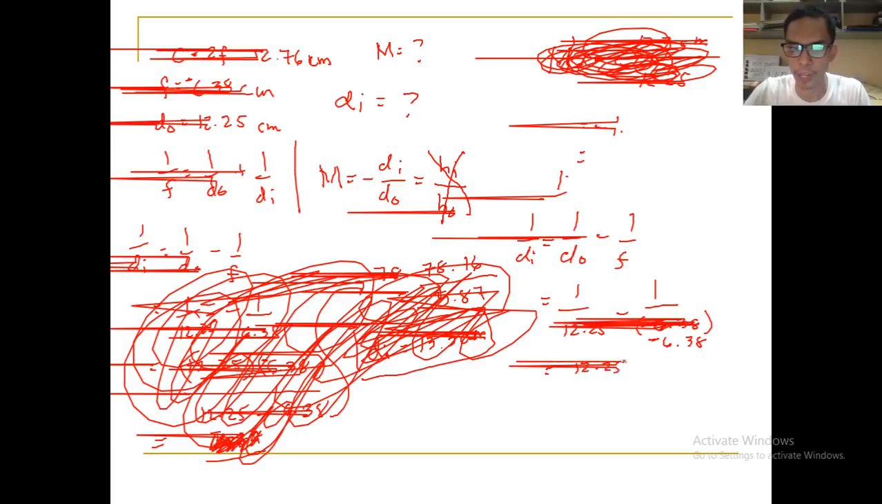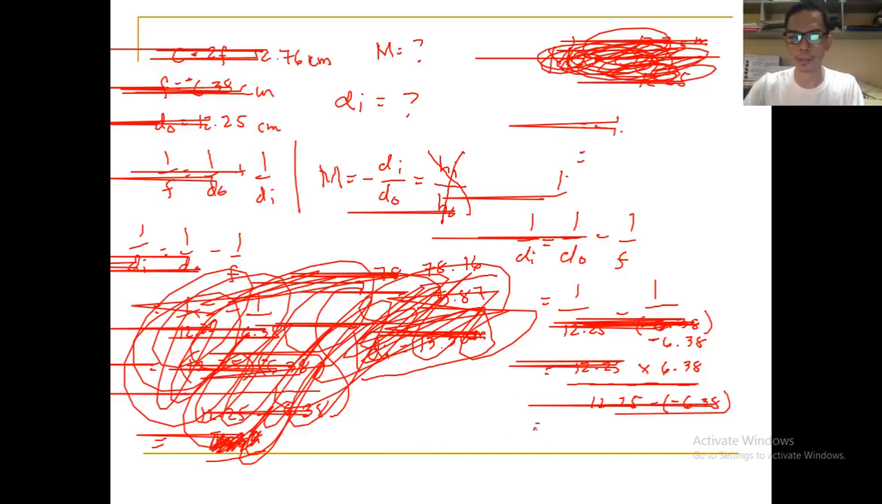So we have 12.25 times the negative 6.38. Let's ignore the negative here on top. So next one, we have 12.25 minus the negative of 6.38. So what do we have right here? Doing the correct computation, you will get 4.195 cm. That will be your d sub I.